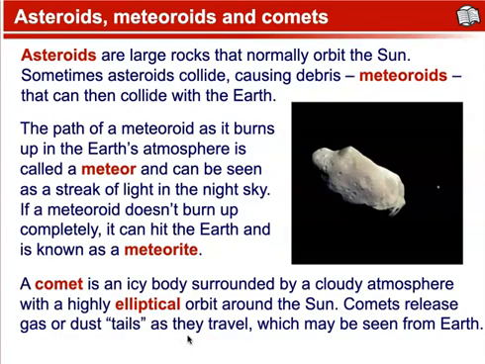A comet is an icy body surrounded by a cloudy atmosphere with a highly elliptical orbit around the sun, meaning that at certain times it's closer to the sun, and then at other times in its orbit it's a long ways away from the sun. Comets release gas or dust tails as they travel, which may be seen from Earth. This image shows the asteroid 243 Ida.